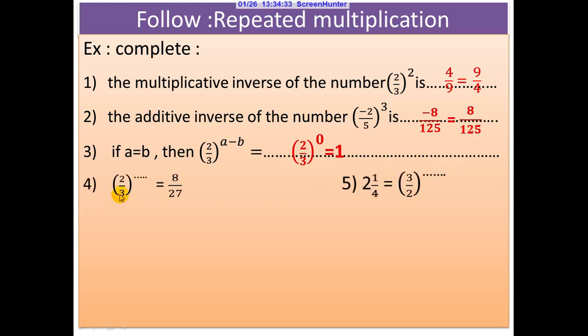Okay, exercise number 4, he gave me here 2/3 raised to power what? The power here is missing, equal to 8 over 27. Okay, let's try any number, for example power 2. 2/3 raised to power 2 equals what? By distributing the power, it will be equal to 2 power 2 over 3 power 2, equal to 4 over 9. But this isn't the same answer. I told you we want to put the power that gives the answer 8 over 27. So we try another power.